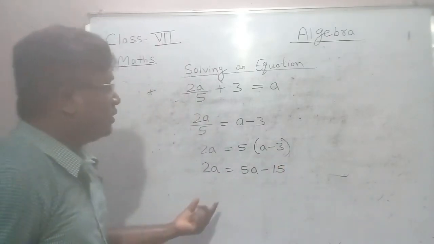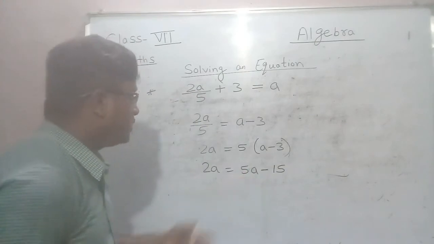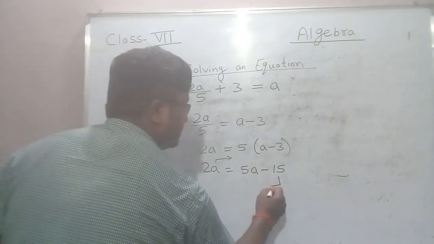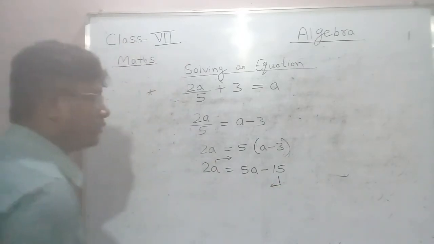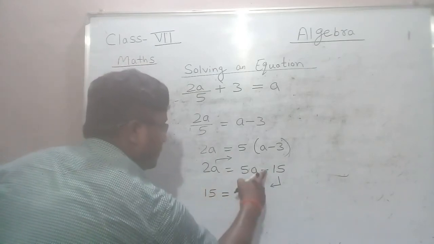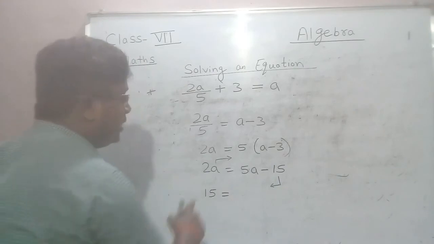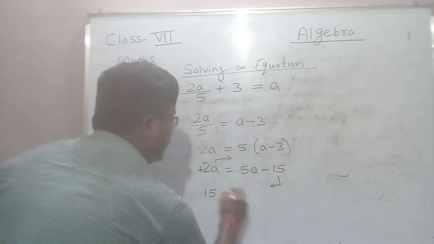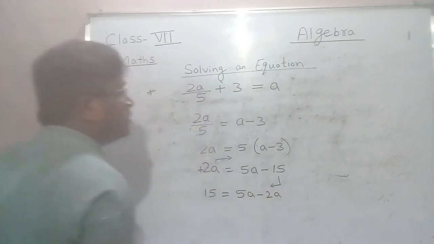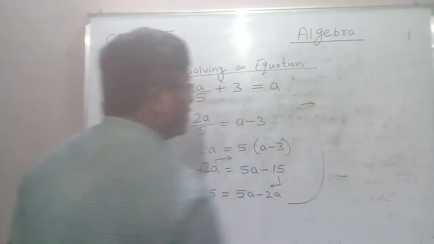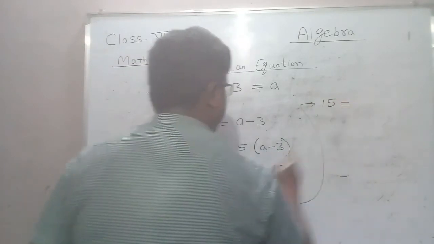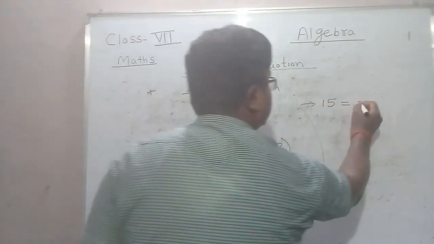Now whose value are we going to find? a. Yes. Now we will transfer this 2a to the right hand side and this minus 15 to the left hand side. Minus 15 transferred to the left hand side becomes plus 15, and 2a transferred to the right hand side. So 5a minus 2a. Now what will be the value of a here? 15 is equal to 5a minus 2a, which is 3a.